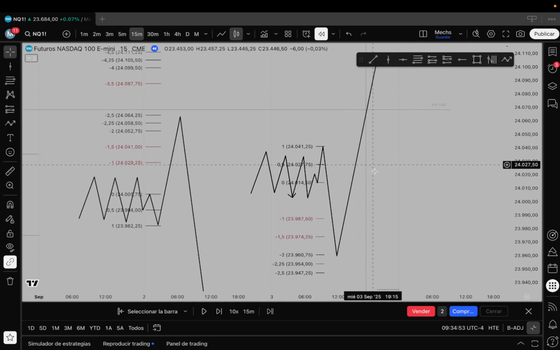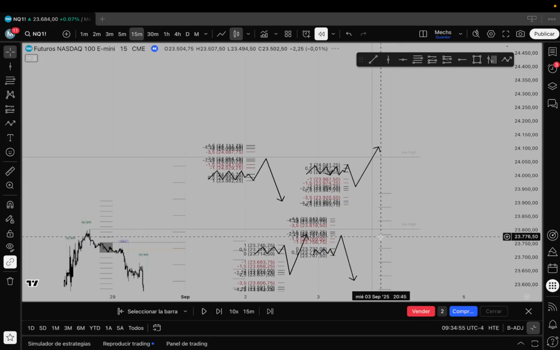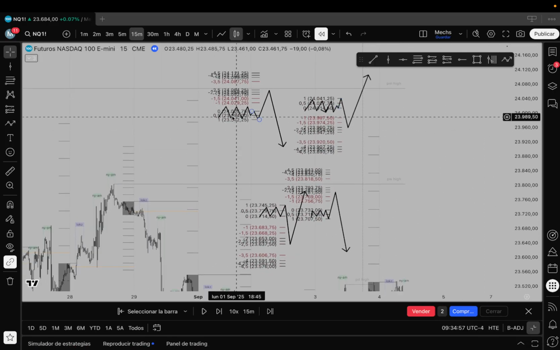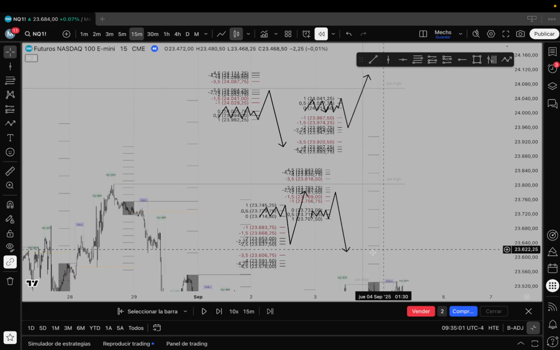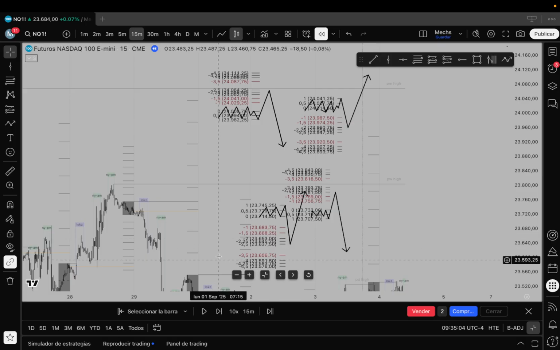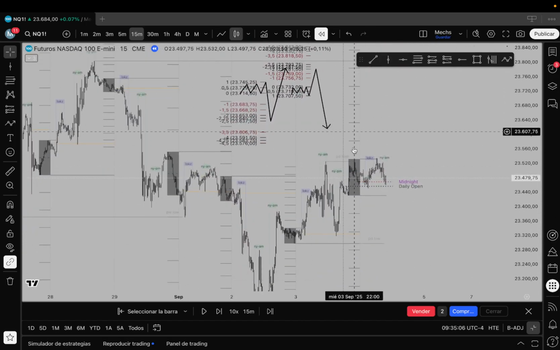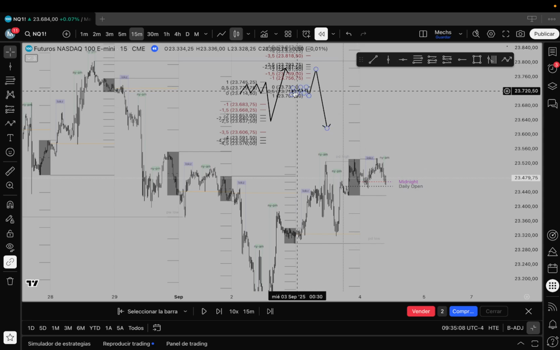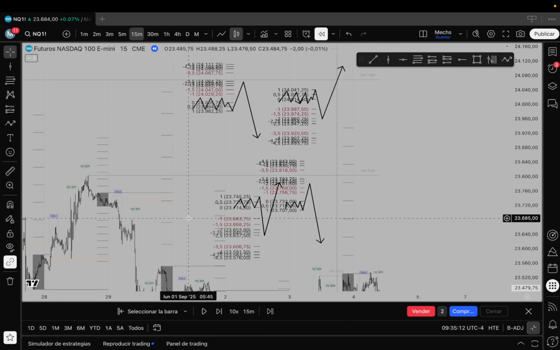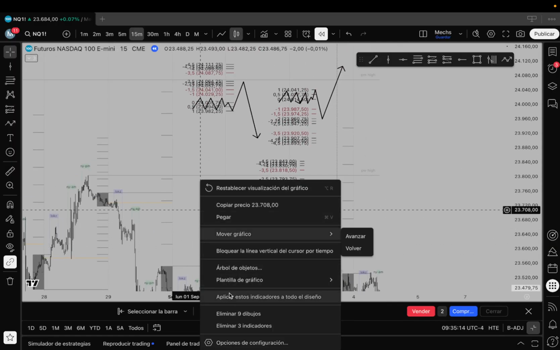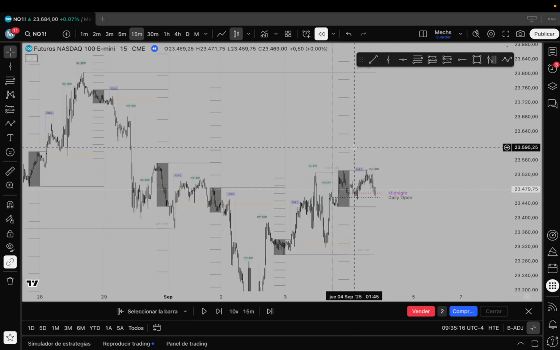So these are the types of standard deviation that I use. I don't use the London standard deviation, but I use the Asia range. You see these lines? I also use them. So I'm gonna explain examples.